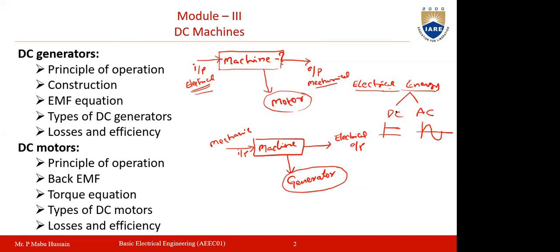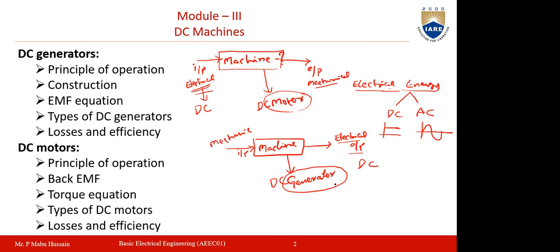Now if the input is electrical energy and this electrical energy is DC, then in such a case the motor is called a DC motor. If the input is AC electrical energy, you can call it an AC motor. In a similar way for the generator, if your electrical output is DC, this generator is called a DC generator. If it is AC, it is called an AC generator.